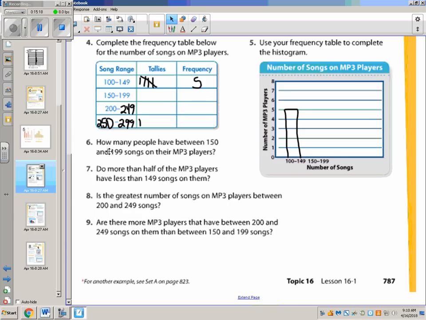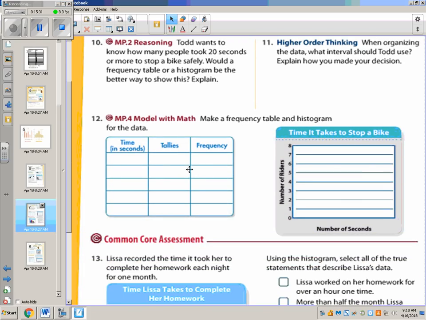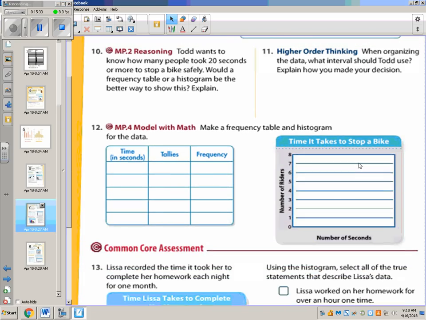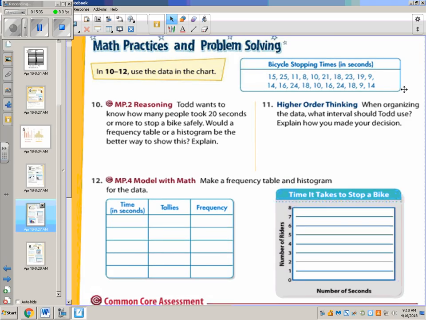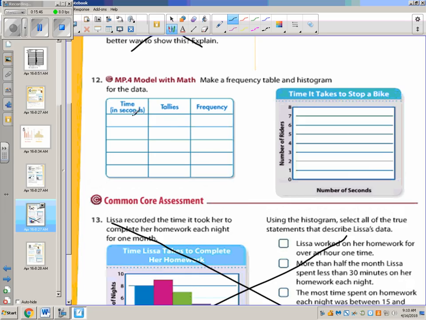And I want you guys to try to answer questions 6, 7, 8, and 9 on your own. On the back, I only want you guys to do number 12. So number 12 is, again, making a frequency table and a histogram, and you're using these numbers. So the only thing you need to do on the back is number 12, okay? So you can cross everything else out. So you're doing a histogram and a frequency table on the front, and a histogram and a frequency table on the back.